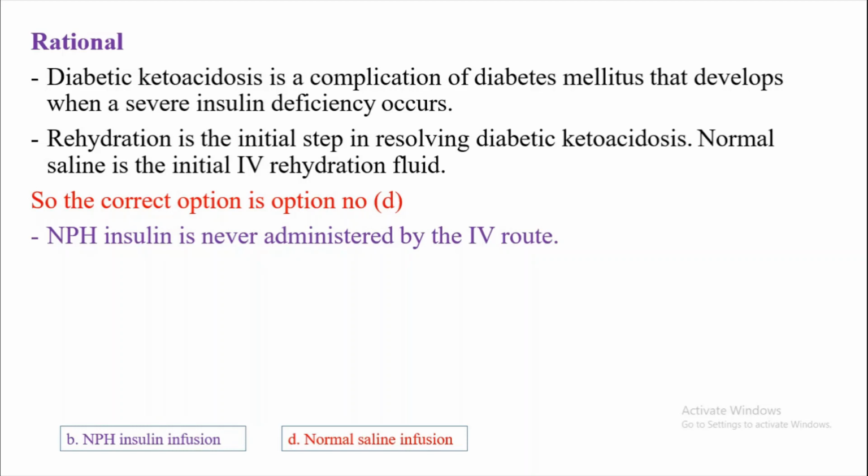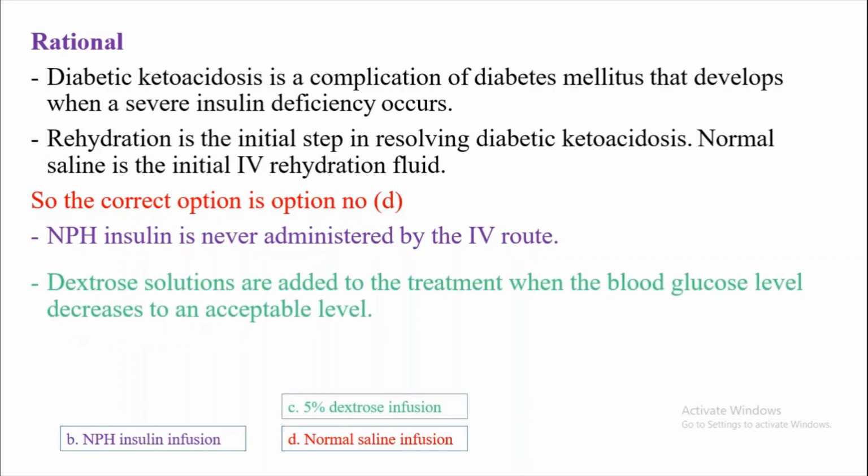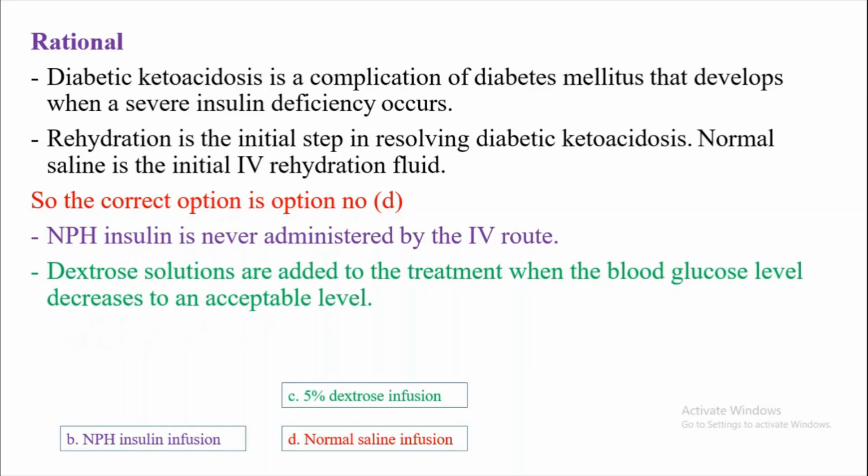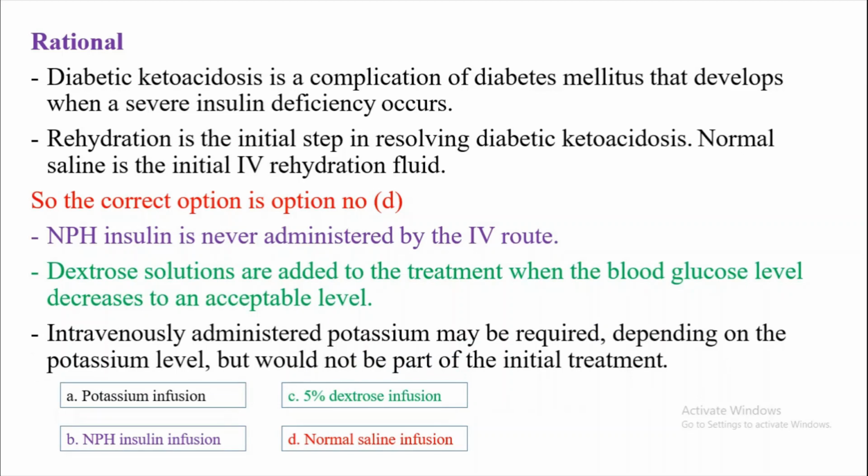NPH insulin is never administered by the IV route, and dextrose solutions are added to the treatment when the blood glucose level decreases to an unacceptable level. And intravenously administered potassium may be required depending on the potassium level, but will not be part of the initial treatment. So the correct option is option number D, normal saline infusion.